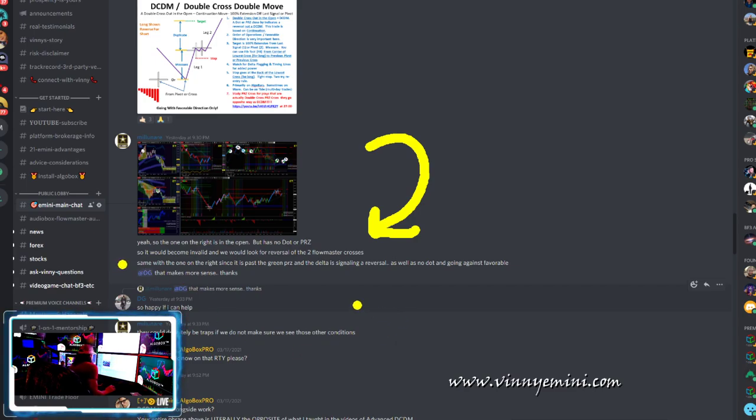All right, same with the one on the right. Since it's past the green PRZ. Okay, hold on. We got one on the left and one on the right. Well, still on the one on the left, if he's talking about this one, that's sitting on a reversal. That one is a reversal right there. So let's go through those. Past PRZ is signaling a reversal as well. No dot and going against favorable direction.